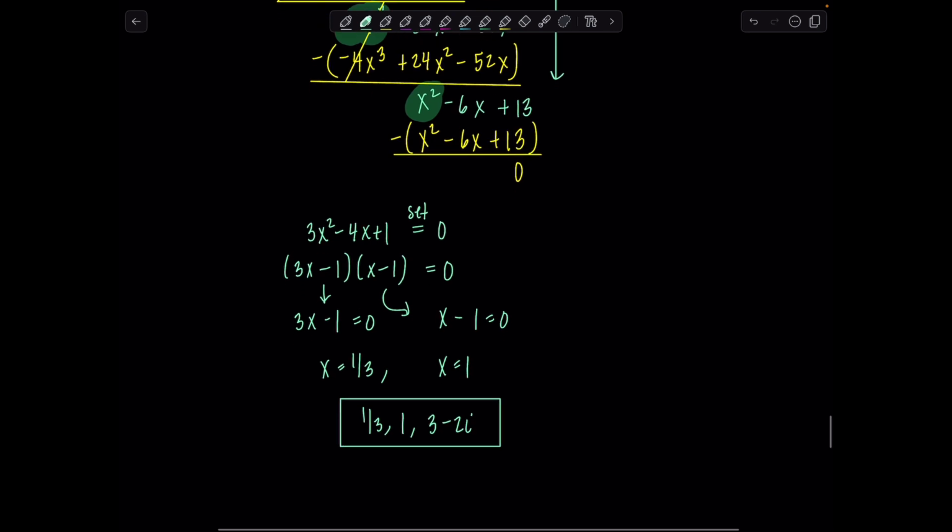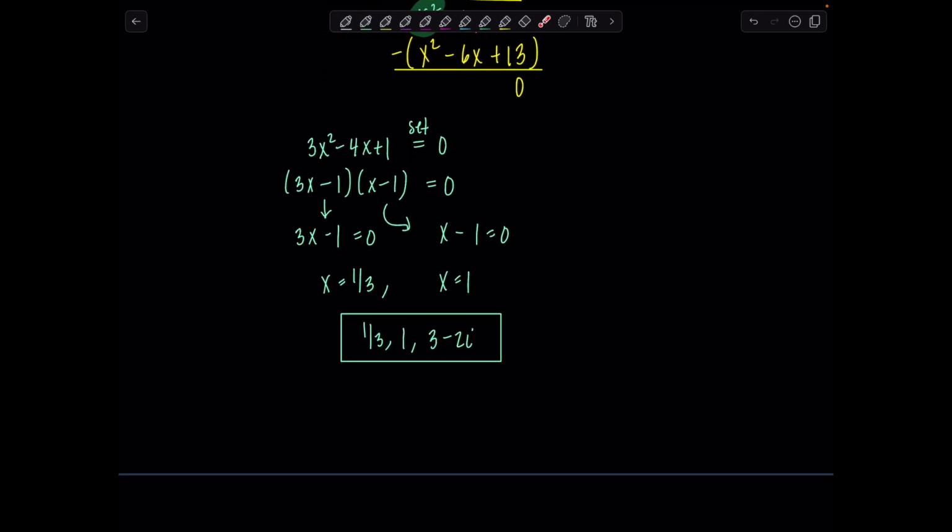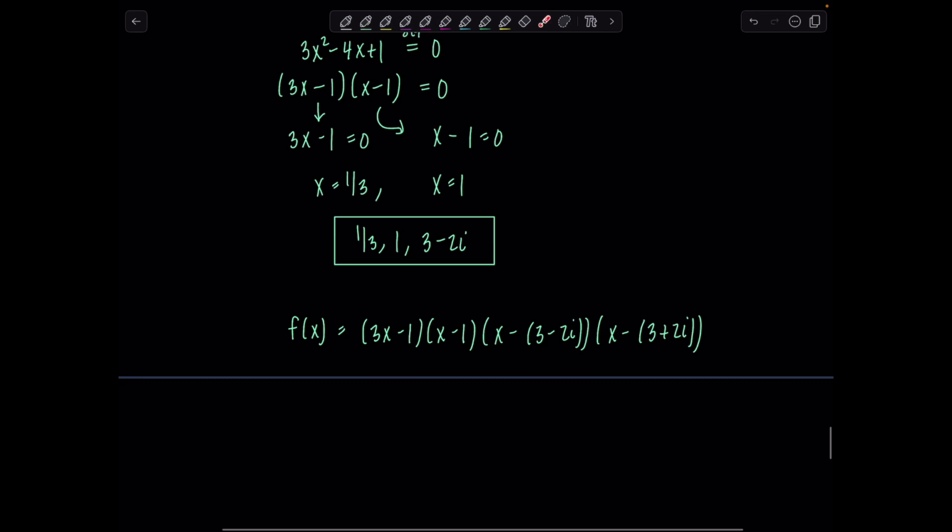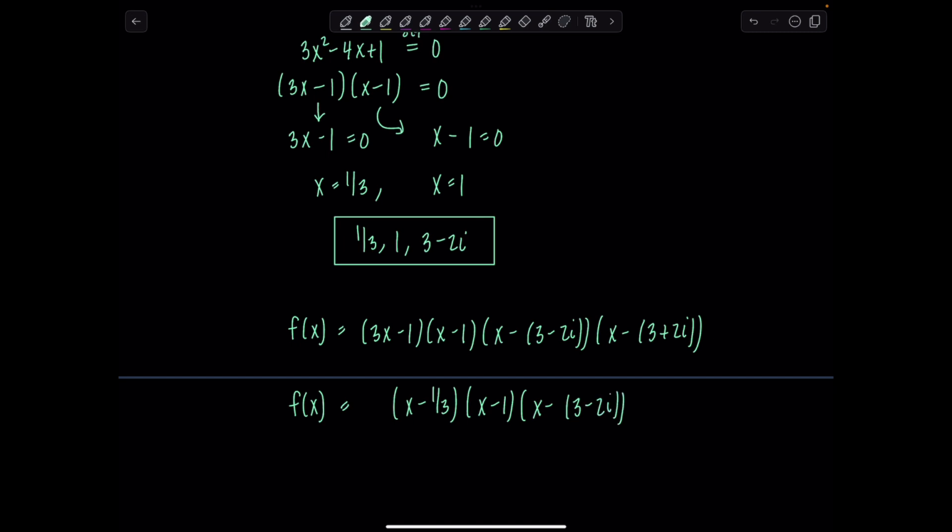Should we write it in factored form? I mean, why not? So here's two of the factors. So f of x is 3x minus 1, x minus 1, x minus 3 minus 2i, x minus 3 plus 2i. That's one way to write it. Another way, if you actually wanted to write it with 1/3 and 1, okay, let me show you what you have to do. So if you have x minus 1/3, x minus 1, and then the other ones are the same. Here's the issue. Are you ready for the issue?